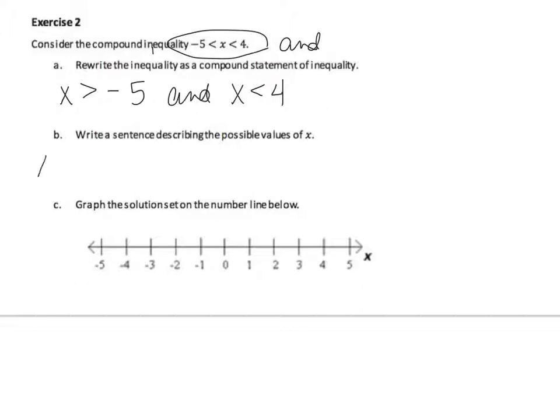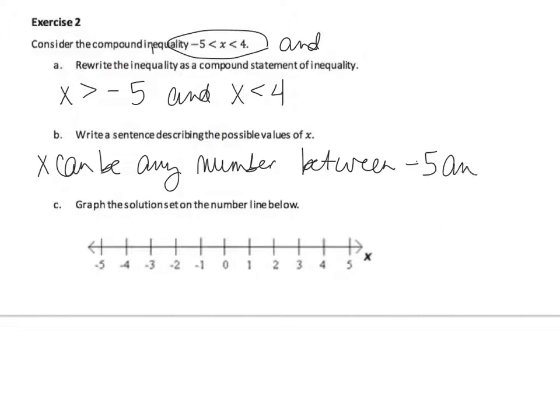A sentence would be x can be any number between negative 5 and 4. Then if I graph it, I'm going to go open dot on negative 5, open dot on 4, and shade in between.